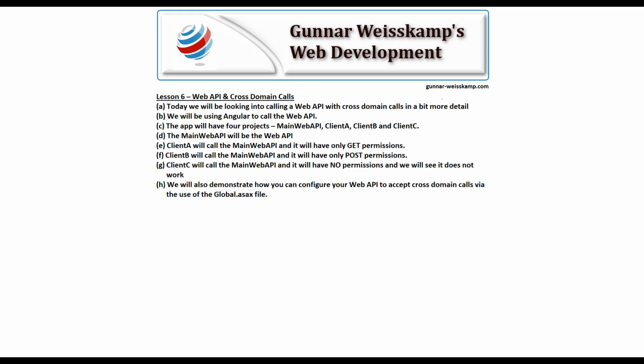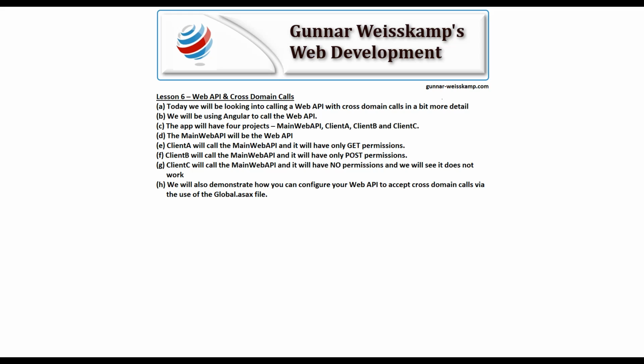The app will have 4 projects: main Web API, Client A, Client B, and Client C. The main Web API will be the Web API. Client A will call the main Web API and it will have only GetPermissions. Client B will call the main Web API and it will only have post permissions. Client C will call the main Web API and it will have no permissions, and we will see it does not work. We will also demonstrate how you can configure your Web API to accept cross-domain calls via the use of the global ASAX file.